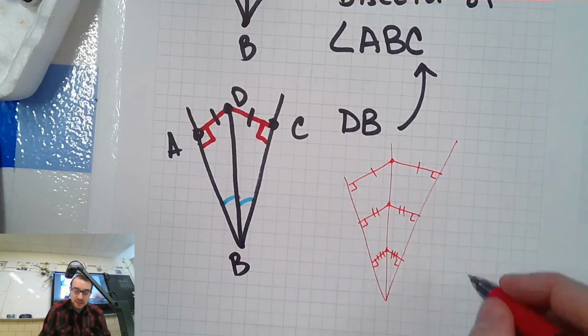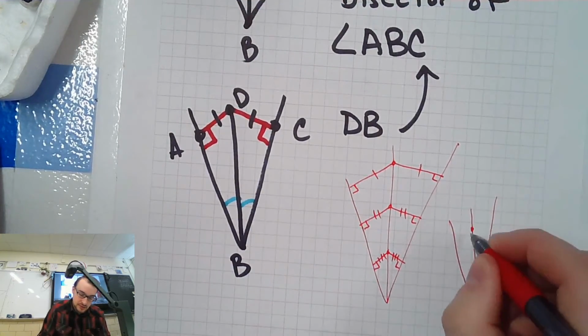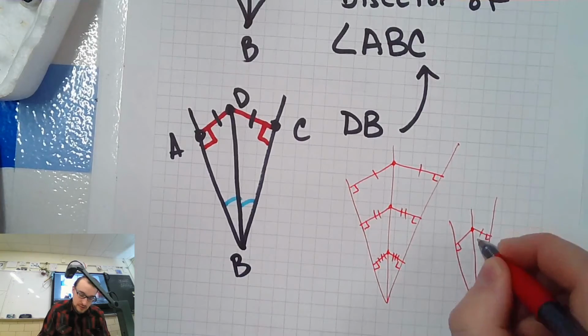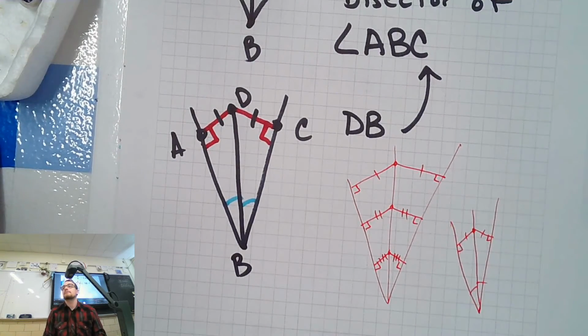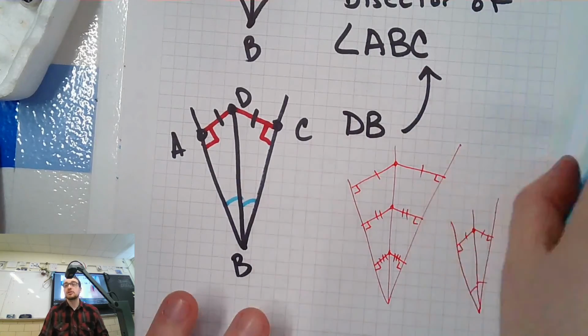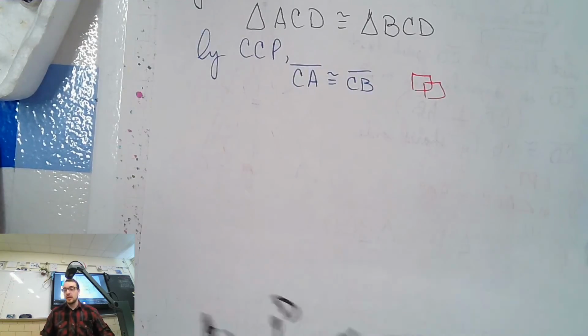So if you have something like this, then we know what that means. That means that this must be a bisector. It must cut it in half. That's a theorem. We'll talk about that later. But those are some basic concepts. Do we understand the idea of bisector? Great. I got something for you.